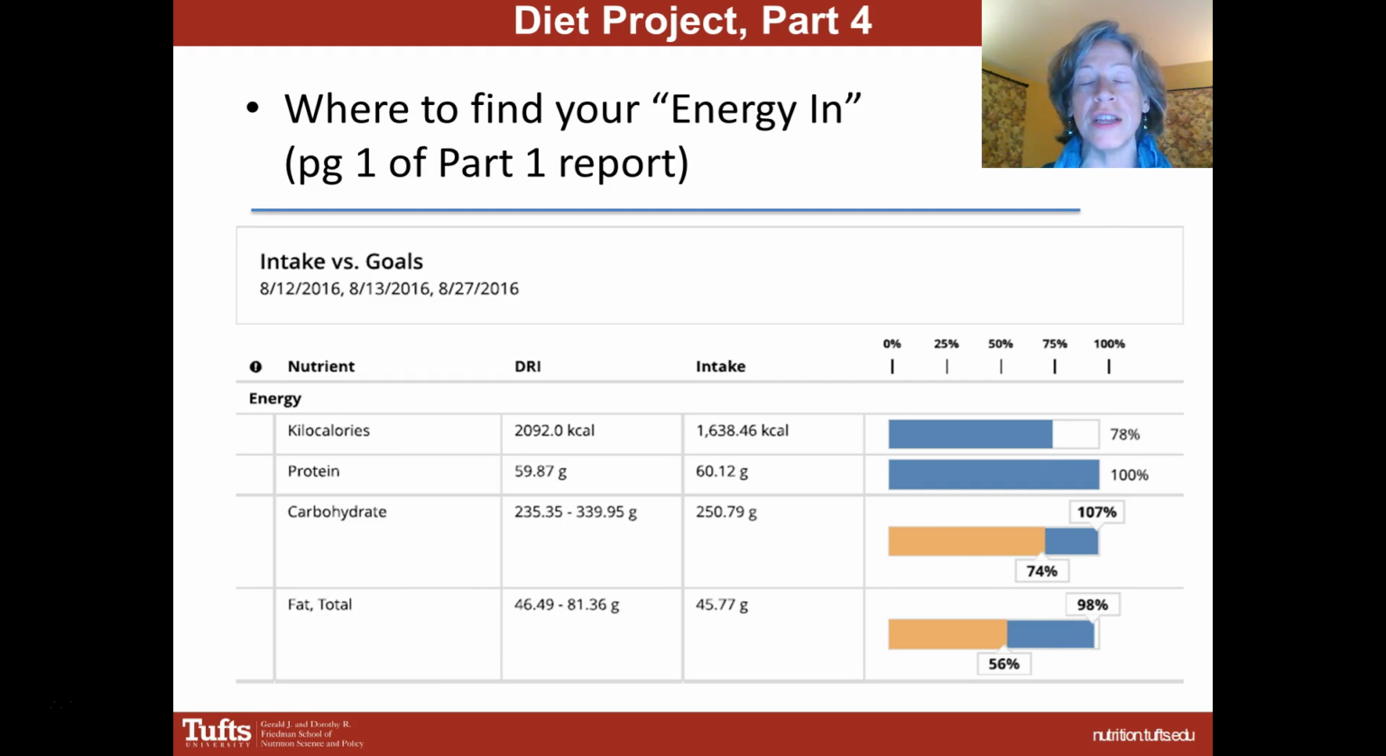What about your energy in? You've already determined that. So go back to part 1 of your 3-day diet project report and look on page 1. Under the intake and goals section, you will see this column of intake. These are your actual intake values, and your 3-day average calorie intake is listed here. Okay, so that is how your energy in is estimated. This is the 3-day average of your calorie intake.